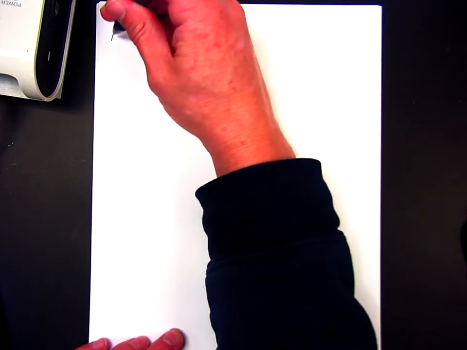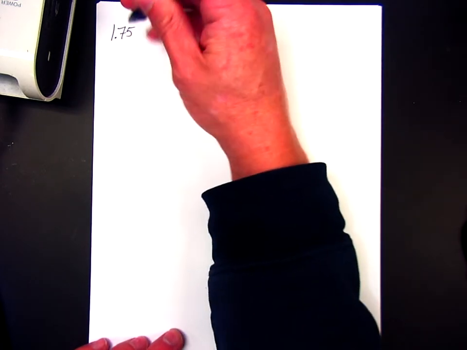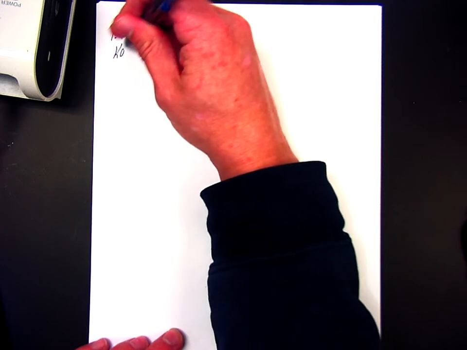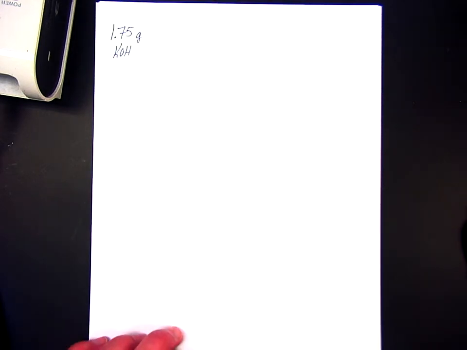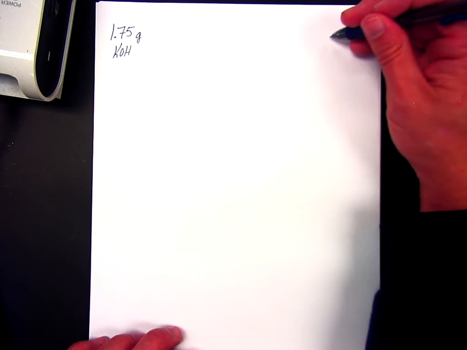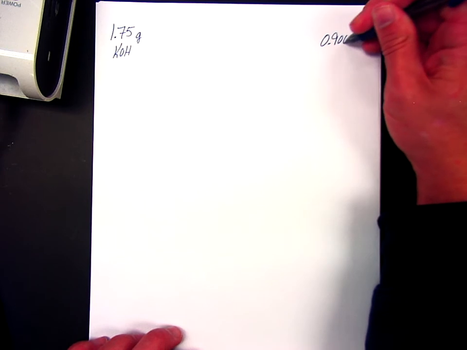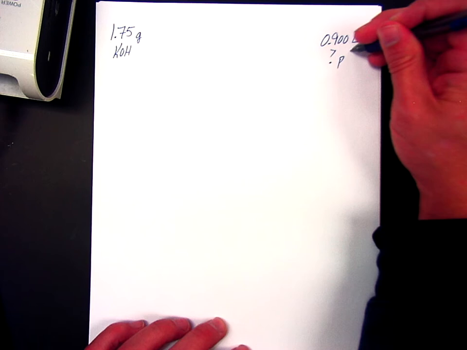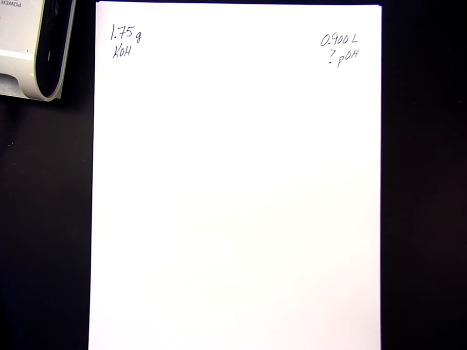Some stuff that the problem gives, it's actually a two-part question. First, it lets me know that I have a 1.75 gram sample of potassium hydroxide, all right? And it says that this sample is existing in 0.9 liters. So that's the given information from the first part. And it wants to know what is the pOH here.